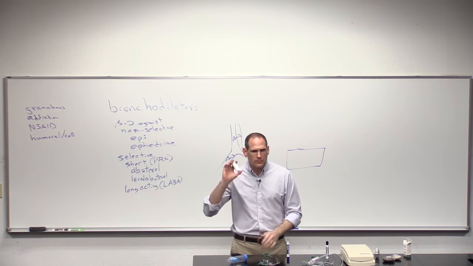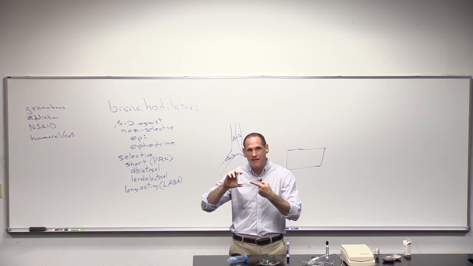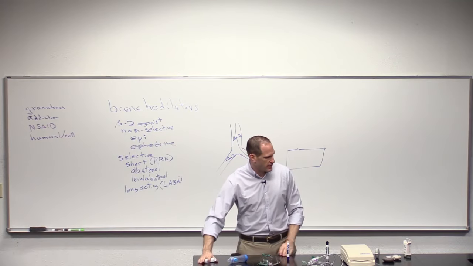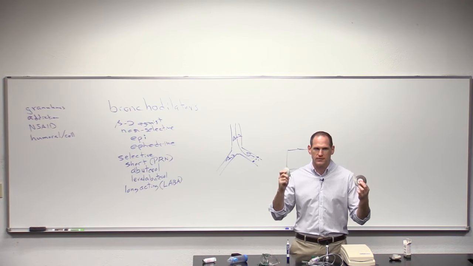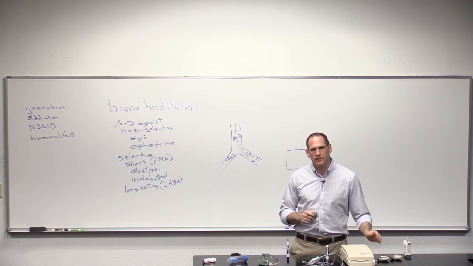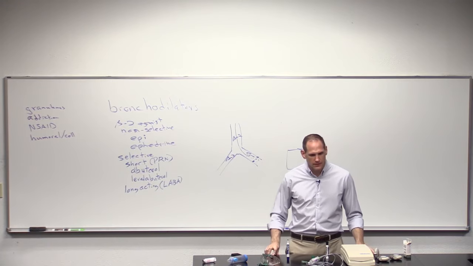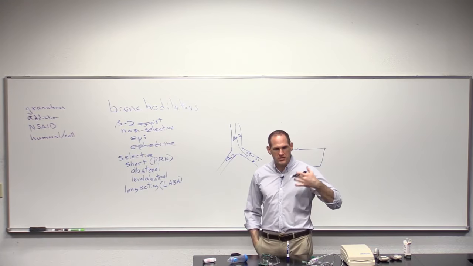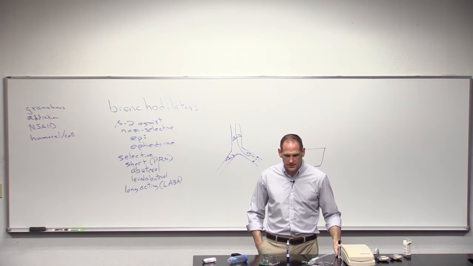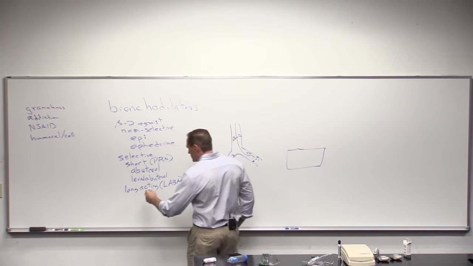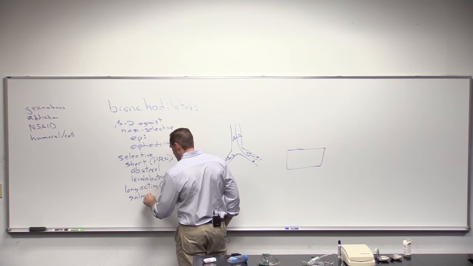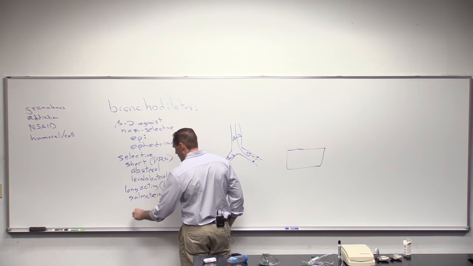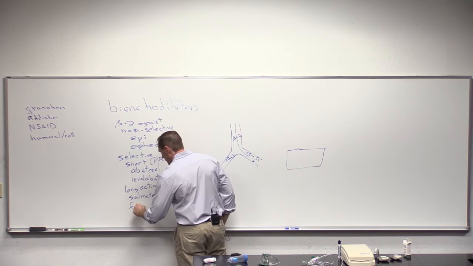So, long-acting beta agonists are never available in this. They are only available in dry powdered inhaler or Diskus. And that's to avoid patients taking the wrong inhaler by accident. So two drugs, two that we're going to talk about anyway, salmeterol and formoterol.